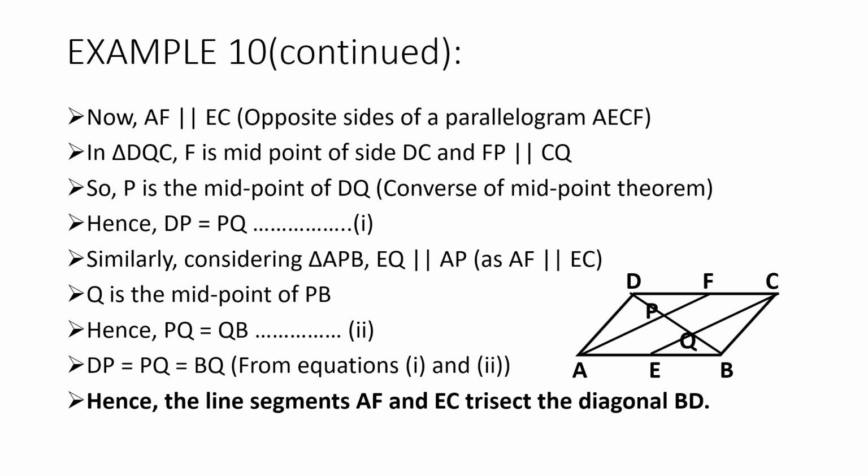So what we have is DP is equal to PQ and PQ is equal to QB. So DP, PQ and BQ, all the three are equal. So what we have shown is the line segments AF and EC trisect the diagonal BD.